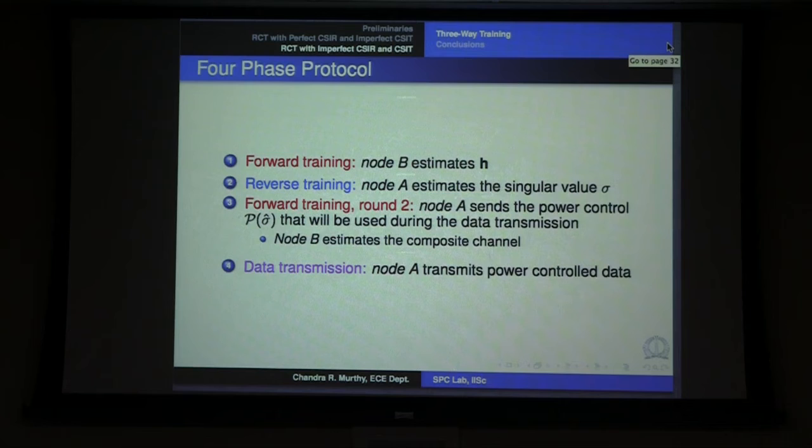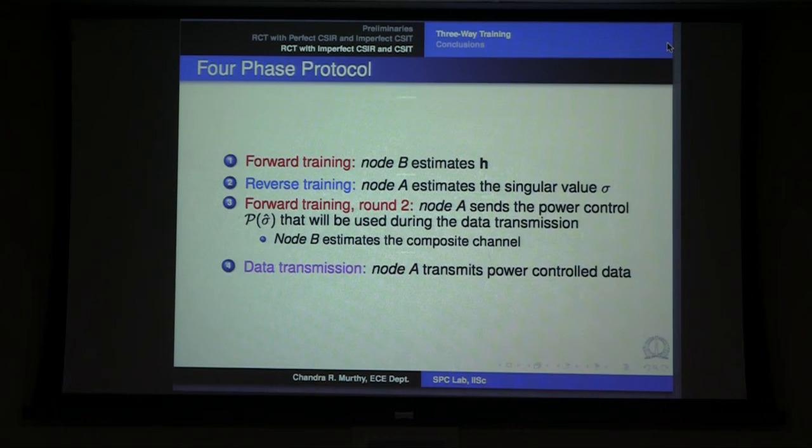But basically, what you need to do in this case is to look at a 4-phase protocol where you consider forward training, where node A transmits a training signal to node B. Node B estimates the channel state H. Then you have to consider reverse training, which is similar to what I showed you earlier, where you use beamforming from node B to transmit the reverse training signal, and you estimate the singular value at node A.